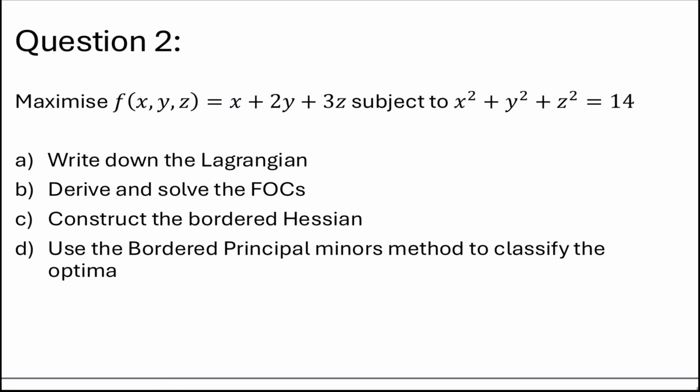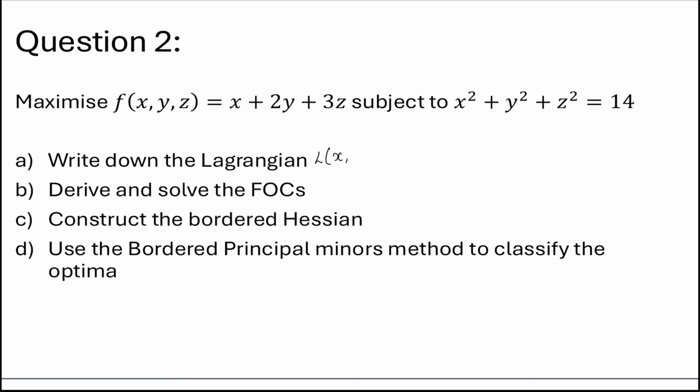Moving on to question 2. Maximize f, which is a function of x, y, and z, which is equal to x plus 2y plus 3z, subject to the constraint, which is a quadratic constraint: x squared plus y squared plus z squared is equal to 14. Write down the Lagrangian, derive and solve the first order conditions, construct the bordered Hessian, and use the bordered principal minor method to classify the nature of the optima.